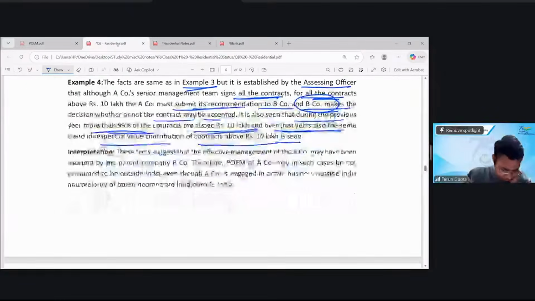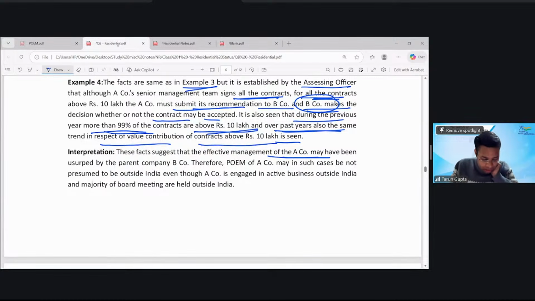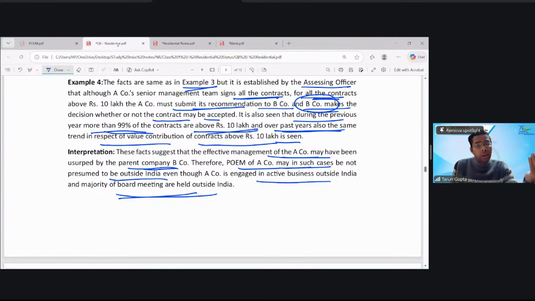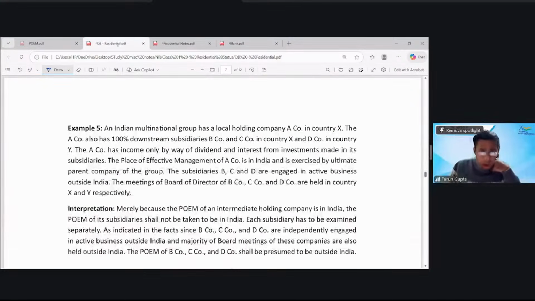You with me? These facts suggest that the effective management of A company may have been usurped by the parent company, B company. Therefore, POEM of A may in such a case not be presumed to be outside India, even though A company is engaged in active business outside India and the majority of the board meetings are held outside India. We also concluded the same way. It is all logical.